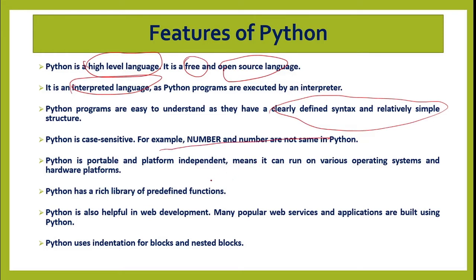Then the fifth one is it is portable and platform independent, which means Python can run on various operating systems and hardware platforms. Then the next one, it has a rich library of predefined functions. The next one, it is very helpful in web development. Many popular web services and applications are built using Python. Then the final feature of Python is it uses indentation for blocks and nested blocks.